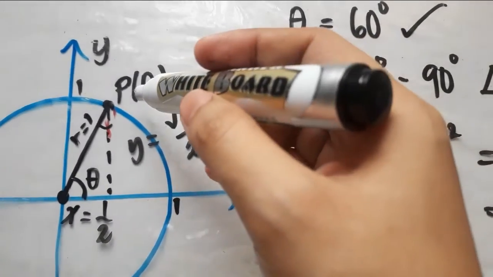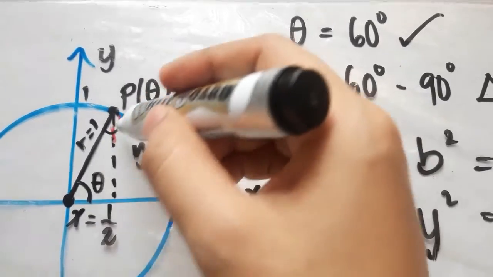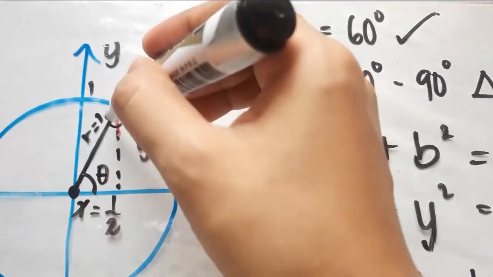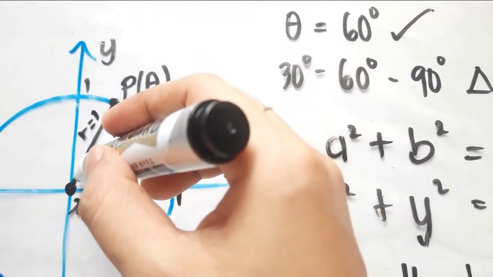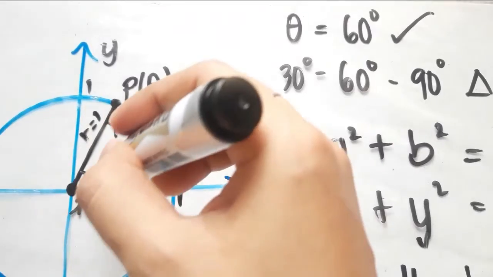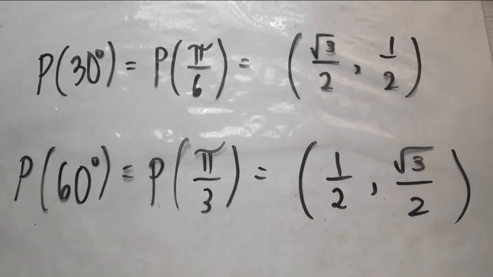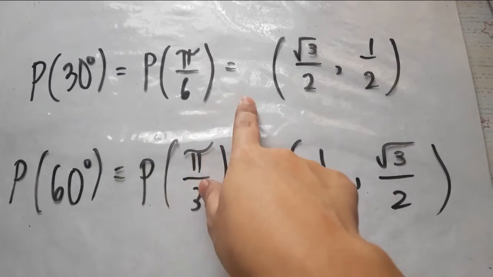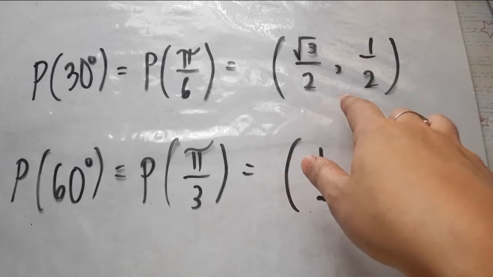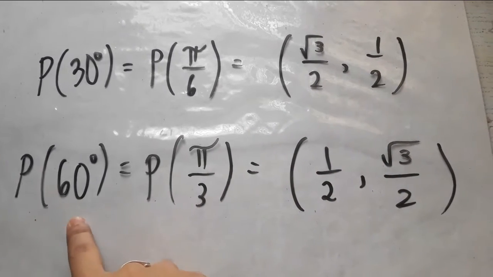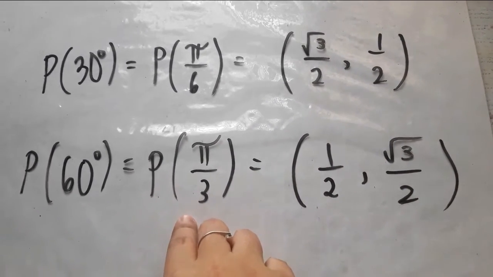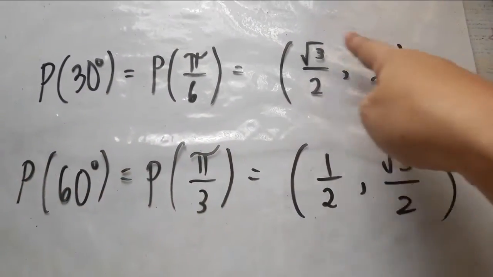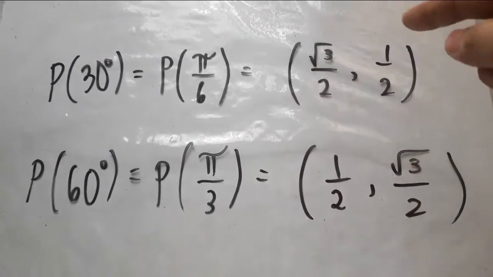Why were they interchanged? Because the position of the angles were also interchanged. A while ago, we used 30 degrees here and 60 on the other side. This time, 60 degrees is here. So take note of these values. We have P of 30 degrees equals P of pi over 6 equals the square root of 3 over 2 and 1 half. On the other hand, P of 60 degrees equals P of pi over 3 equals 1 half, square root of 3 over 2. Okay, so we'll be using these values for the next few more examples.